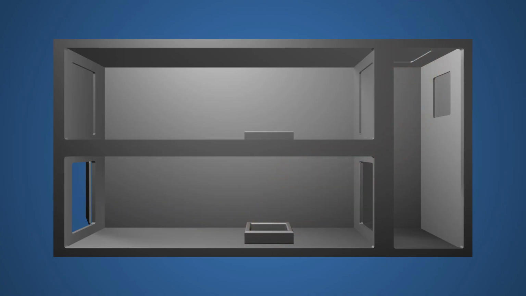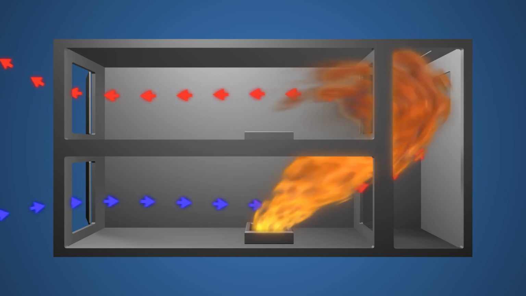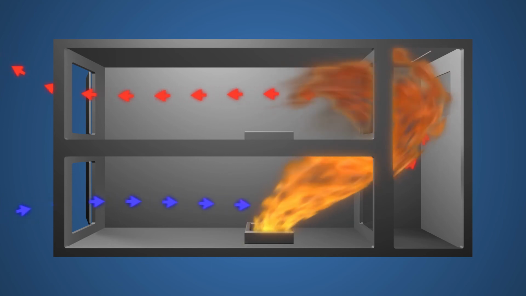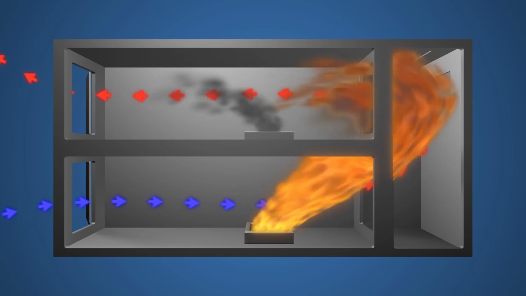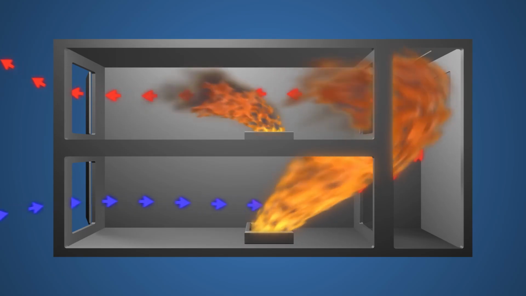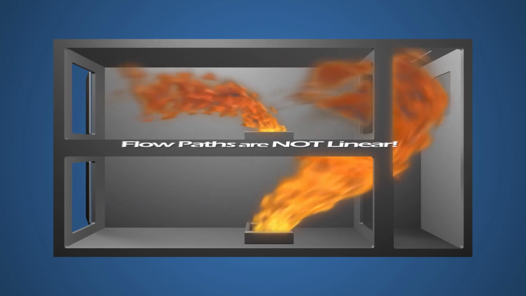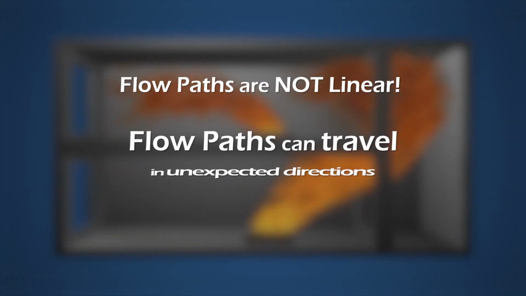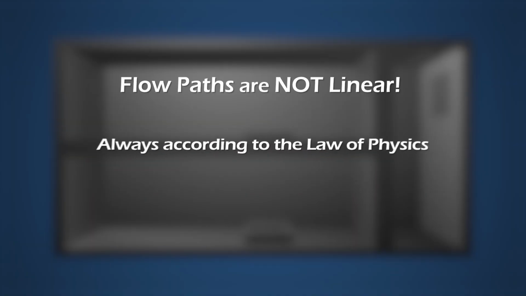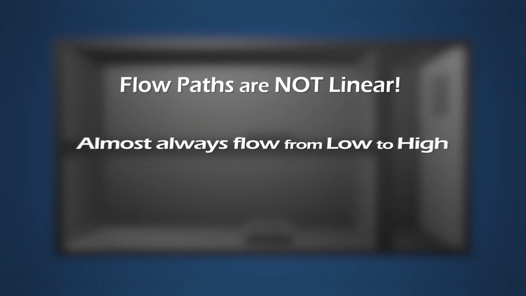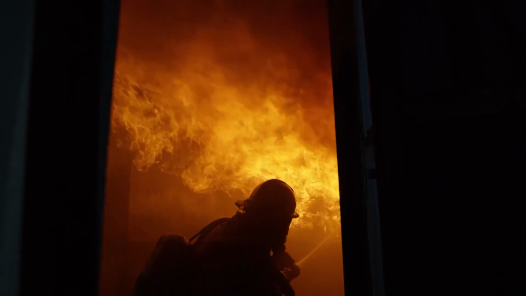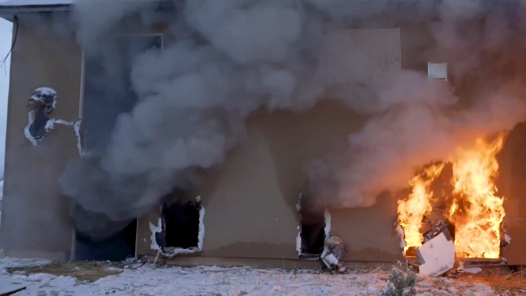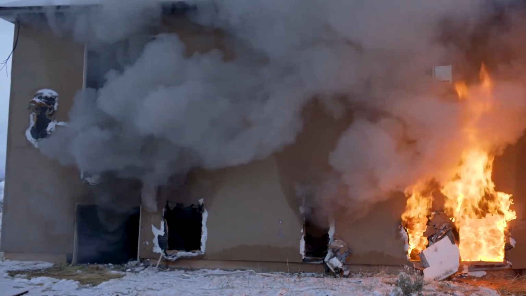If the upper door and the roof vent were closed and the door into the upper room were opened, the flow path would continue to be unidirectional, this time wrapping itself back through the upper room, igniting it and its contents. This illustrates that flow paths are not linear. They can travel in unexpected directions, but always according to the laws of physics. They will almost always flow from low to high. As a firefighter, understanding the elements of fire behavior, such as flow path, is essential to your safety.